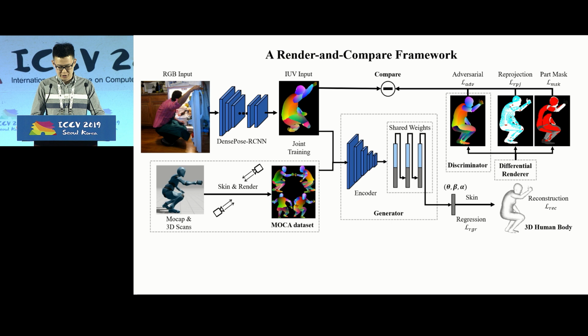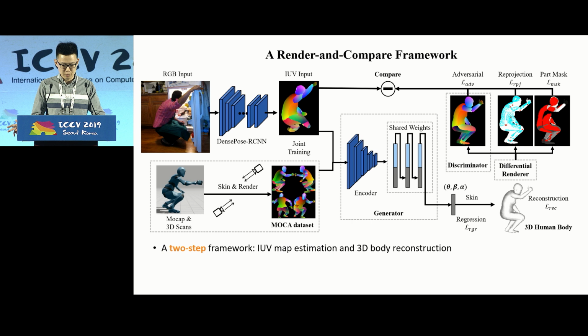In the first step, we estimate the IUV images from the RGB inputs. For this part, we use the pre-trained DensePose model. For the second part, we learn a model that, given an IUV image as input, regresses to the parametric body model, and then we do skinning to get the reconstructed 3D human body.